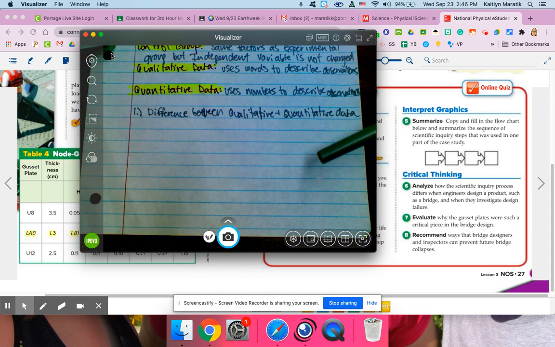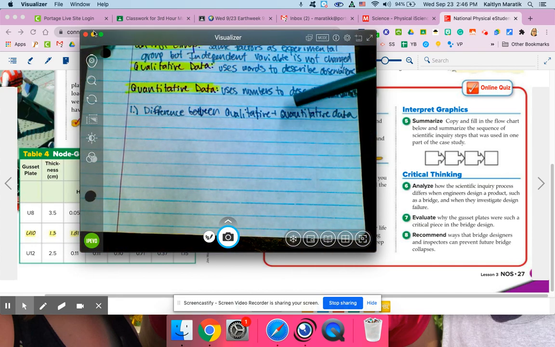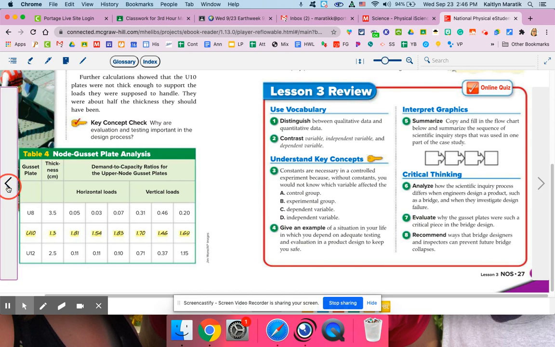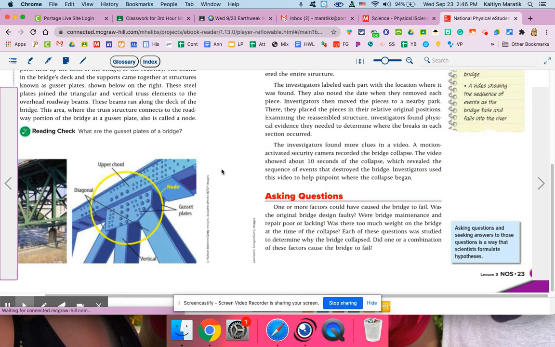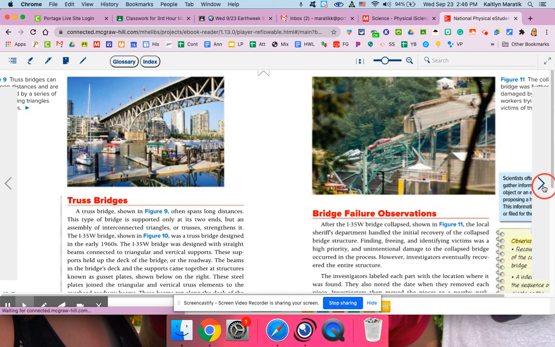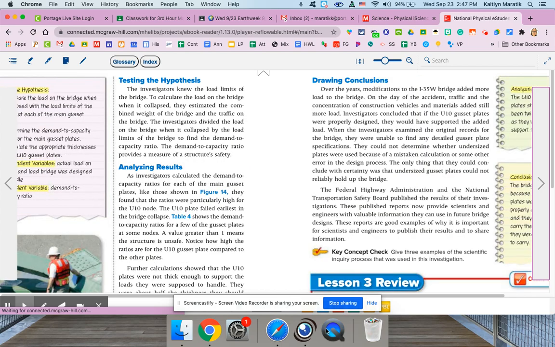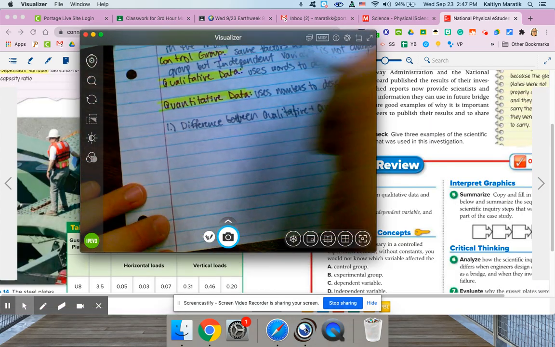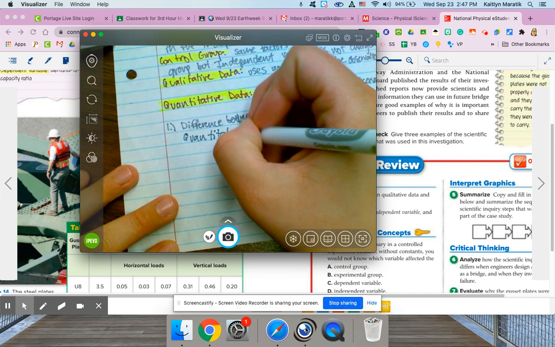So either one, we could look at the vocab that we have written above here, or we could go back to that page. On this page, it tells us about quantitative data versus qualitative. Qualitative is using words to describe. Quantitative is using specific numbers.